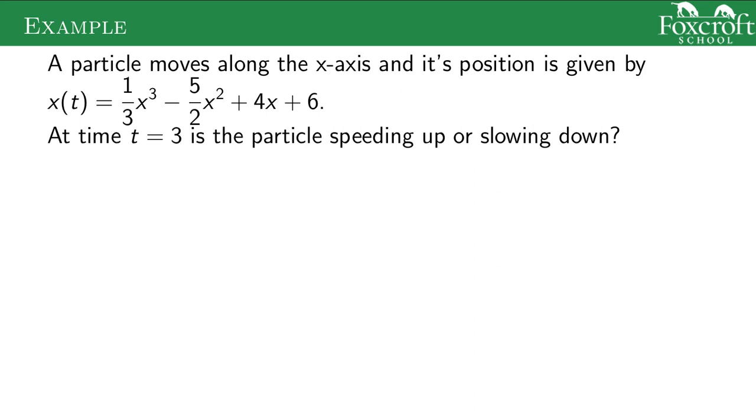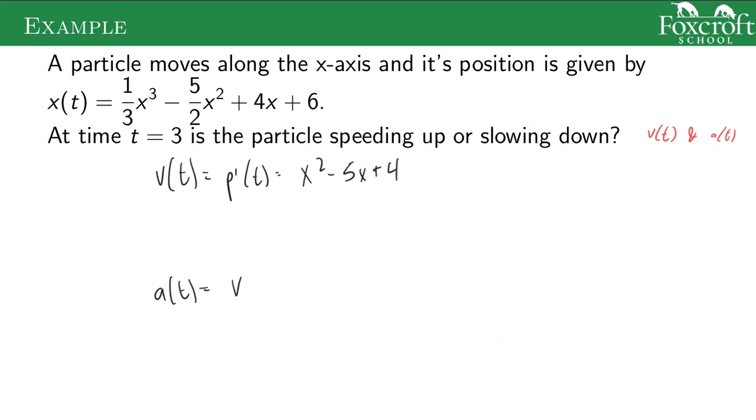All right, last question. At time t equals 3, is the particle speeding up or slowing down? So for speeding up or slowing down, we need to compare the velocity and the acceleration. So the first thing is, let's find both those. Velocity of this one we've already found. It's the derivative, and that is x squared minus 5x plus 4. And the acceleration is the derivative of velocity, which is the second derivative of position, which is 2x minus 5.